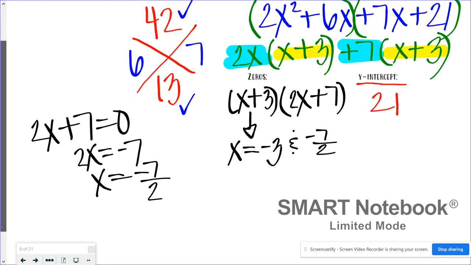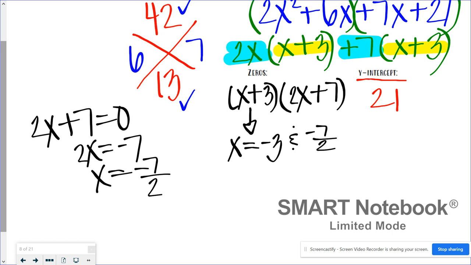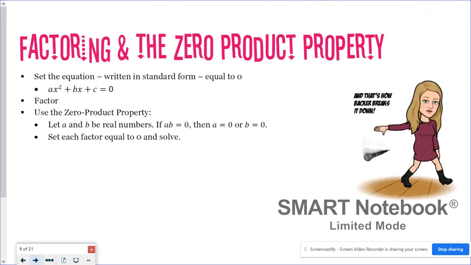Okay. So factoring is just one way that you can find the zeros of a quadratic function. So if your function can be factored, do so, factor it, and then use your zero product property to find your zeros. Just simply set each of those factors equal to 0 and solve for x. And that's how Backer breaks it down.